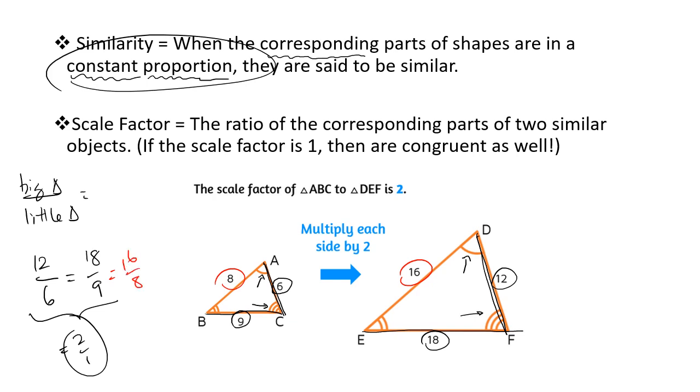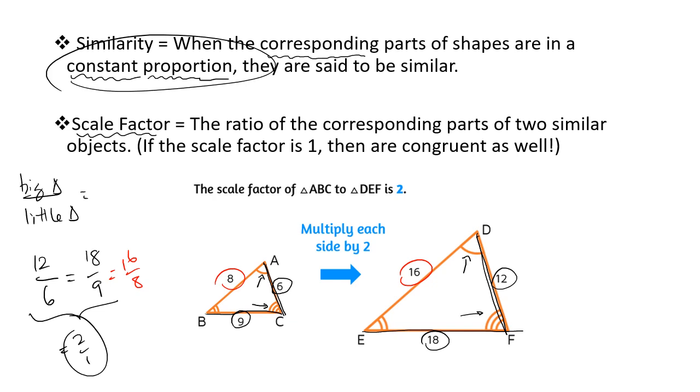And so again, that is what we mean by this constant proportion. No matter which ratio I get from corresponding parts, that ratio should always fit into this proportion. They should all be equal to each other. This is what we mean by a constant proportion. Now, this is the same thing as the scale factor. The scale factor is this ratio that I get in comparing these two objects.